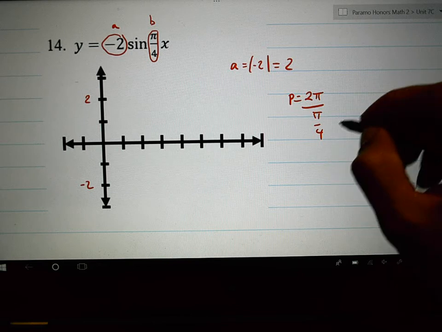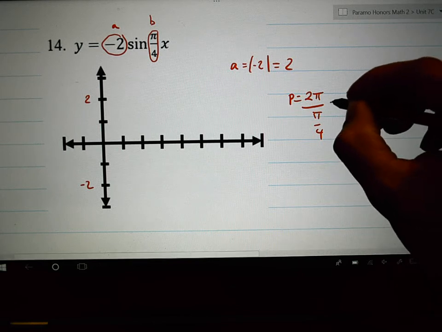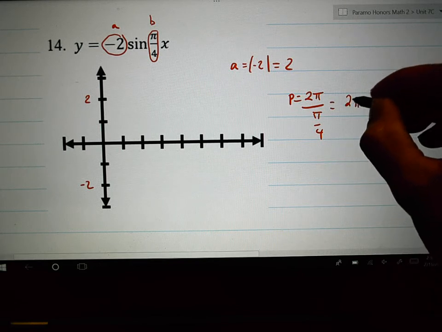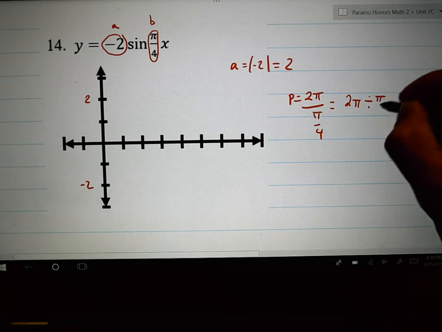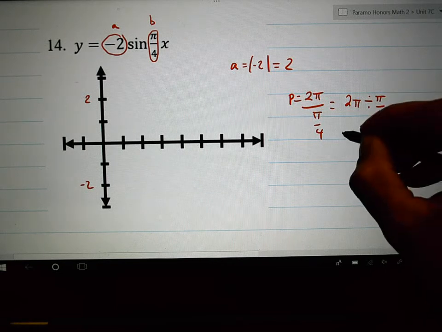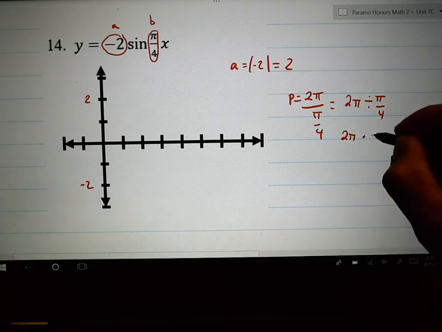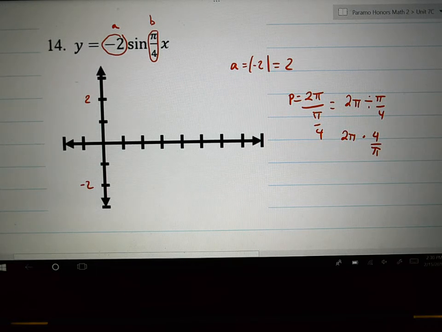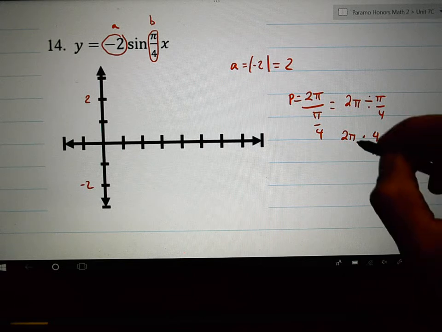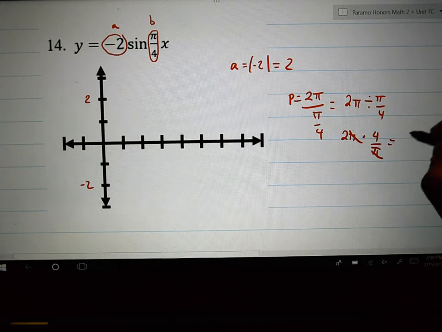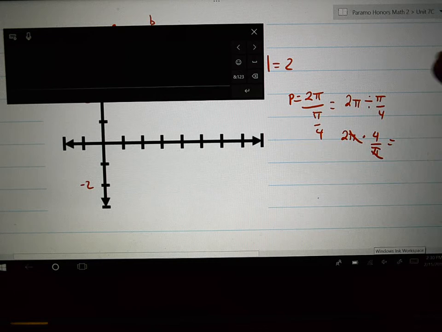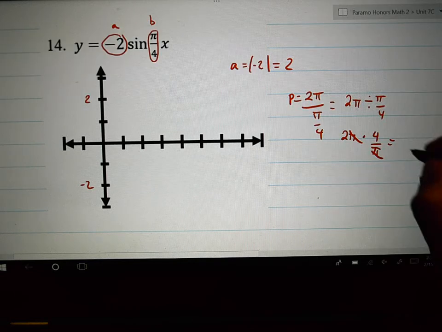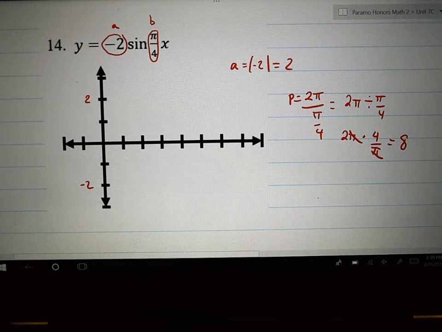2 pi divided by pi over 4, which means if you're solving this, you can simply multiply by the reciprocal. That's the easiest way to do it. And you can figure out that your period is 8 radians.